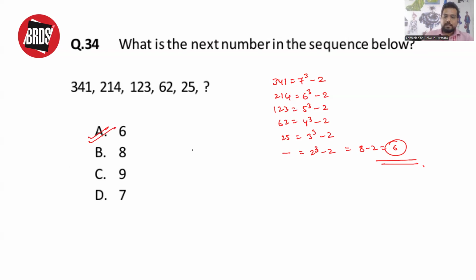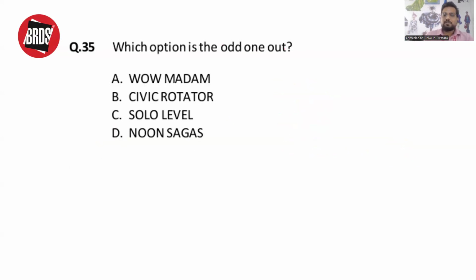Okay. Moving ahead to the next one, which option is odd one out? The words given to you here are palindromes, like wow. You read it from the back side, it would still be wow. Same thing goes for madam, M-A-D-A-M. Same with civic, C-I-V-I-C, R-O-T-A-T-O-R. But if you go for solo, from the back side, it would become olos. So C would be the one which is different from the others. The answer for this one is option C.